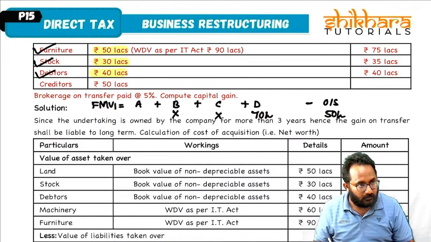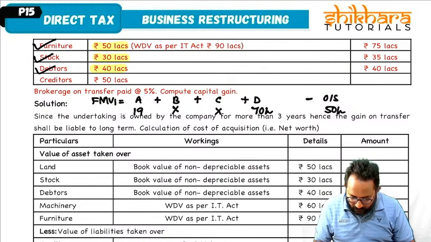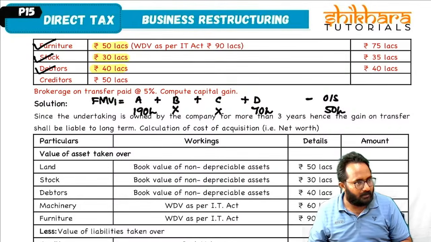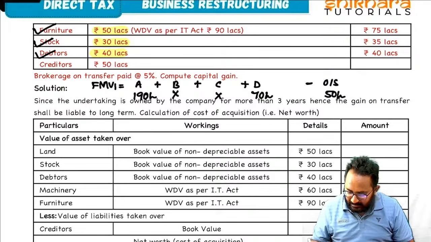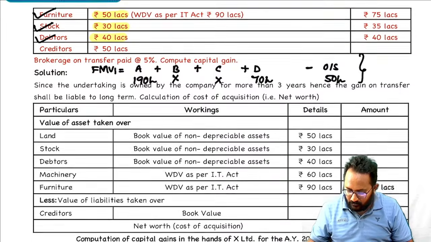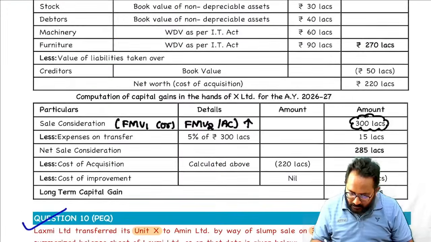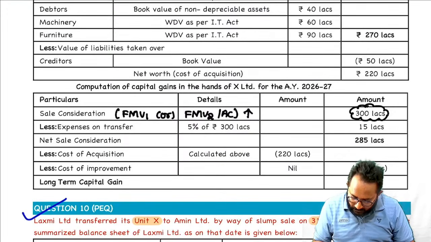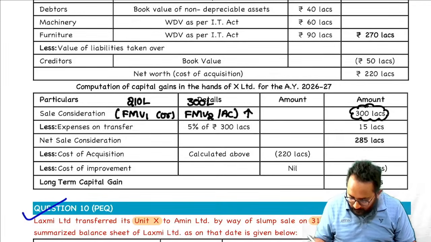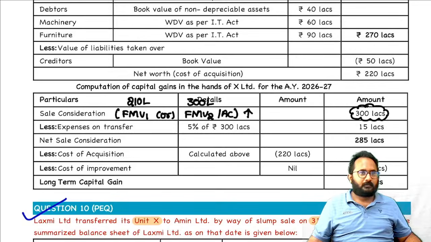190 lakh. So summarize everything and tell me what is the answer you will get. 210 lakh. You can compare: this is 210 and this is how much? 300. Whichever is higher, 300 only.